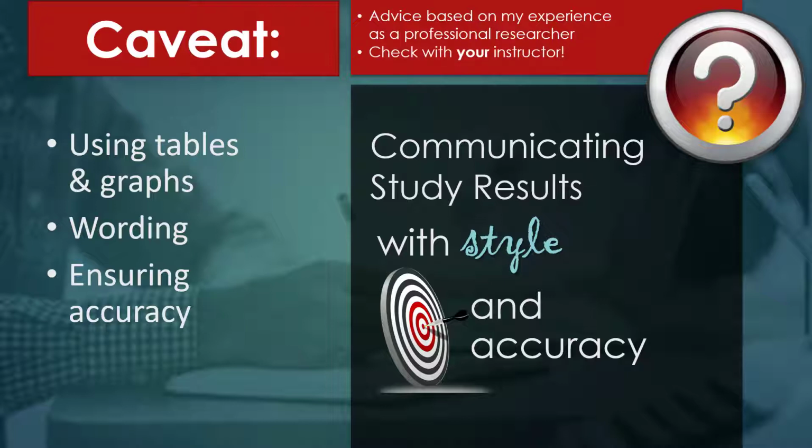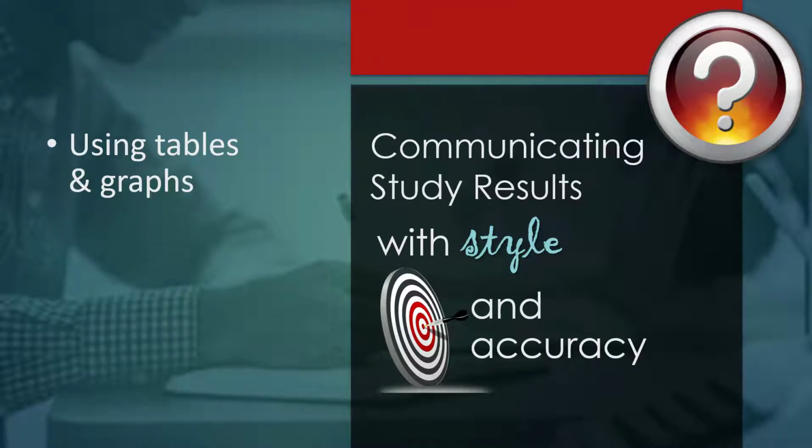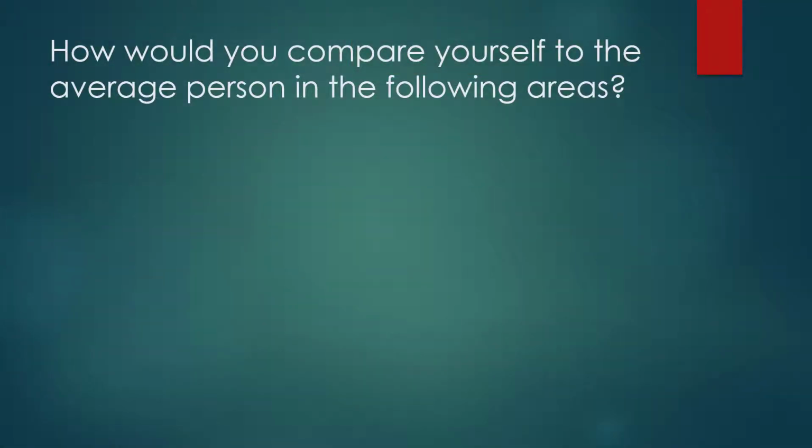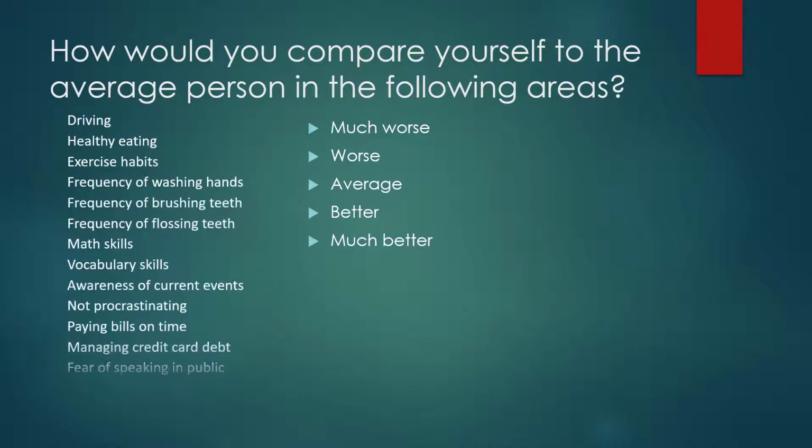You've likely heard the cliche that a picture paints 1,000 words. Okay, maybe not 1,000, but a well-designed table or graph can often get your point across faster than a paragraph of text. Let me use an example. Say you have a series of questions worded as follows. How would you compare yourself to the average person in the following areas? As much worse, worse, average, better, or much better? Then you have a series of 15 variables from driving to study ethics.